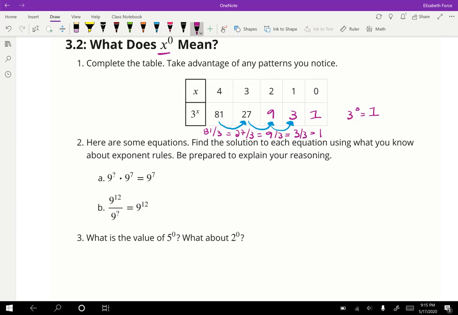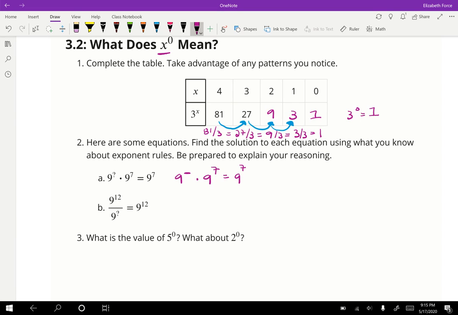So we're going to look at number 2. They're giving you some equations, and they want you to find the solution to each equation using what you know about exponent rules. Be prepared to explain your reasoning. So let's look at this: 9 to something times 9 to the 7th has to equal 9 to the 7th power.